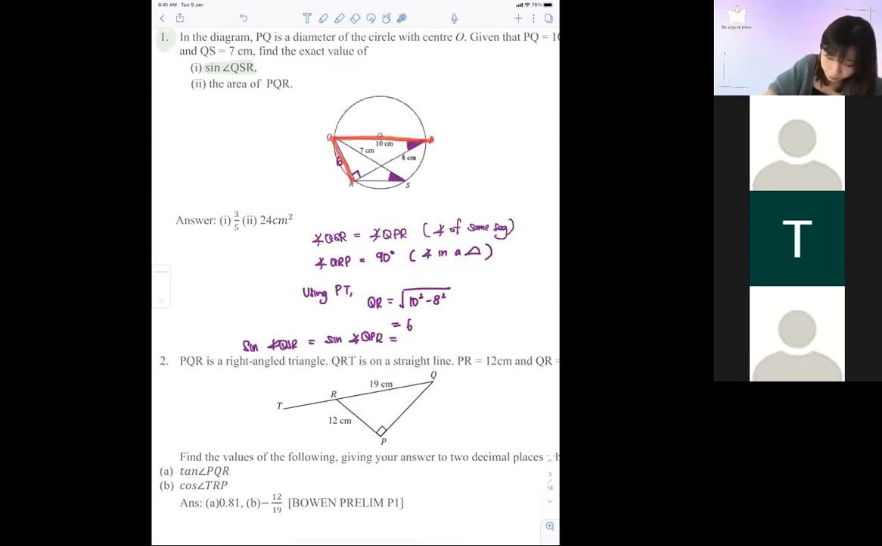So I can write sine angle QSR is the same as sine angle QPR, which is opposite over hypo, which is 6 over 10. So simplify, it is 3 over 5. That's your answer.